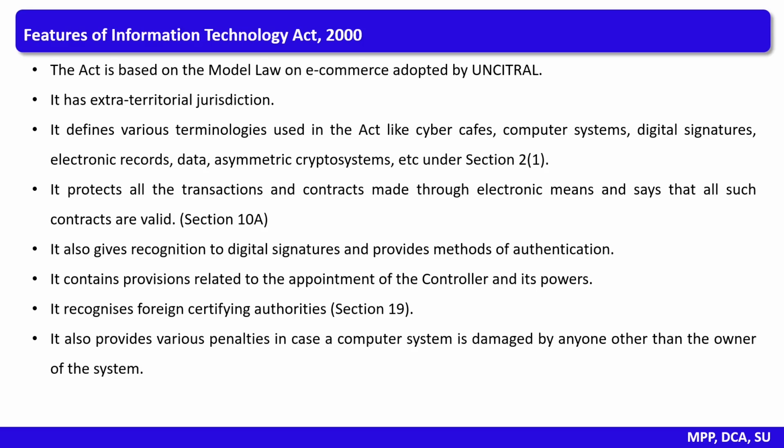Now let us discuss some of the important features of Information Technology Act 2000. The Act is based on the model law of e-commerce adopted by UNCITRAL, that is United Nations Commission on International Trade Law. It has extraterritorial jurisdiction. It defines various terminologies used in the Act like cyber cafes, computer systems, digital signatures, electronic records, data, asymmetric crypto systems, and many more. It protects all forms of transactions and contracts made through electronic means and says that all such contracts are valid. It also gives recognition to digital signatures and provides methods of authentication.